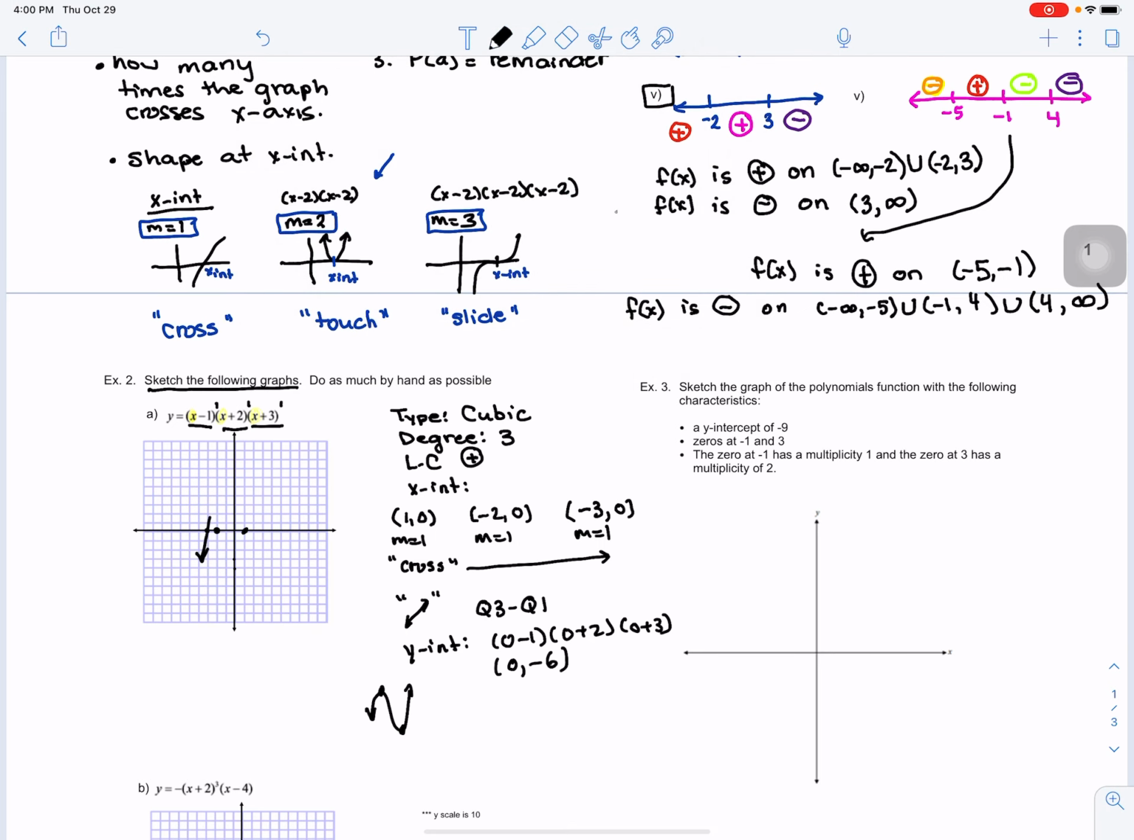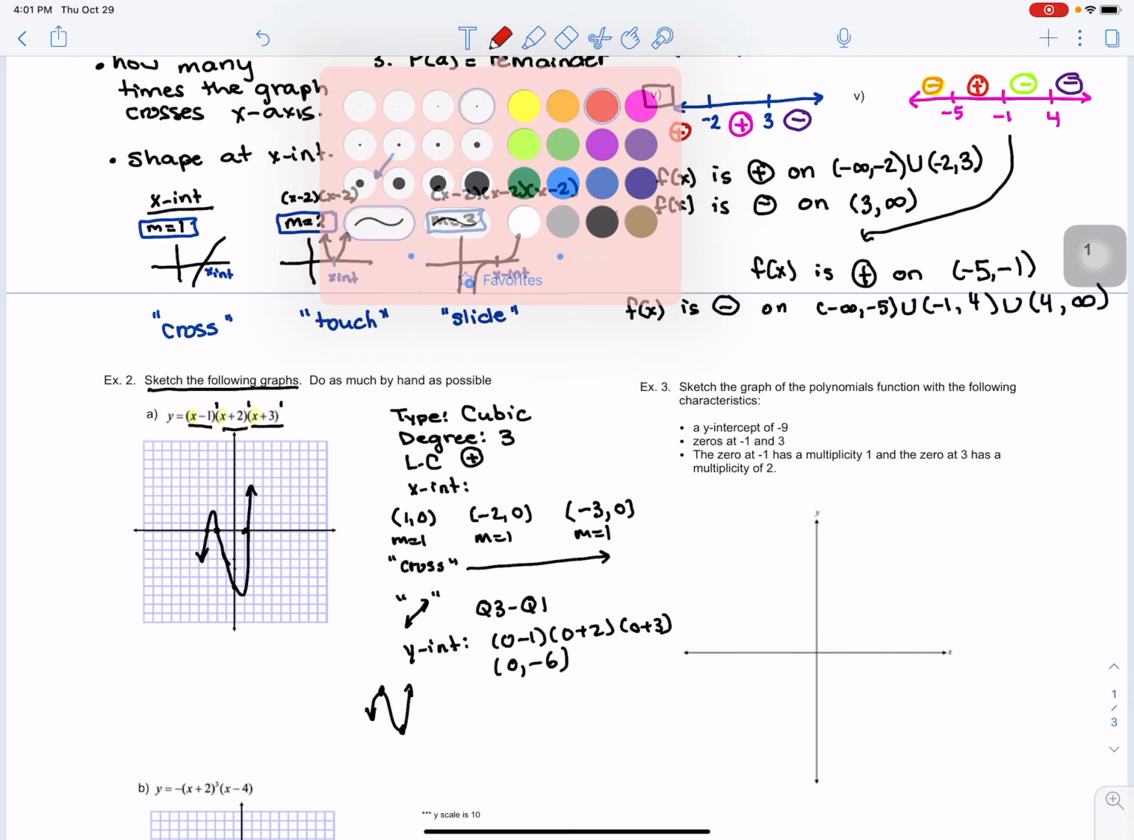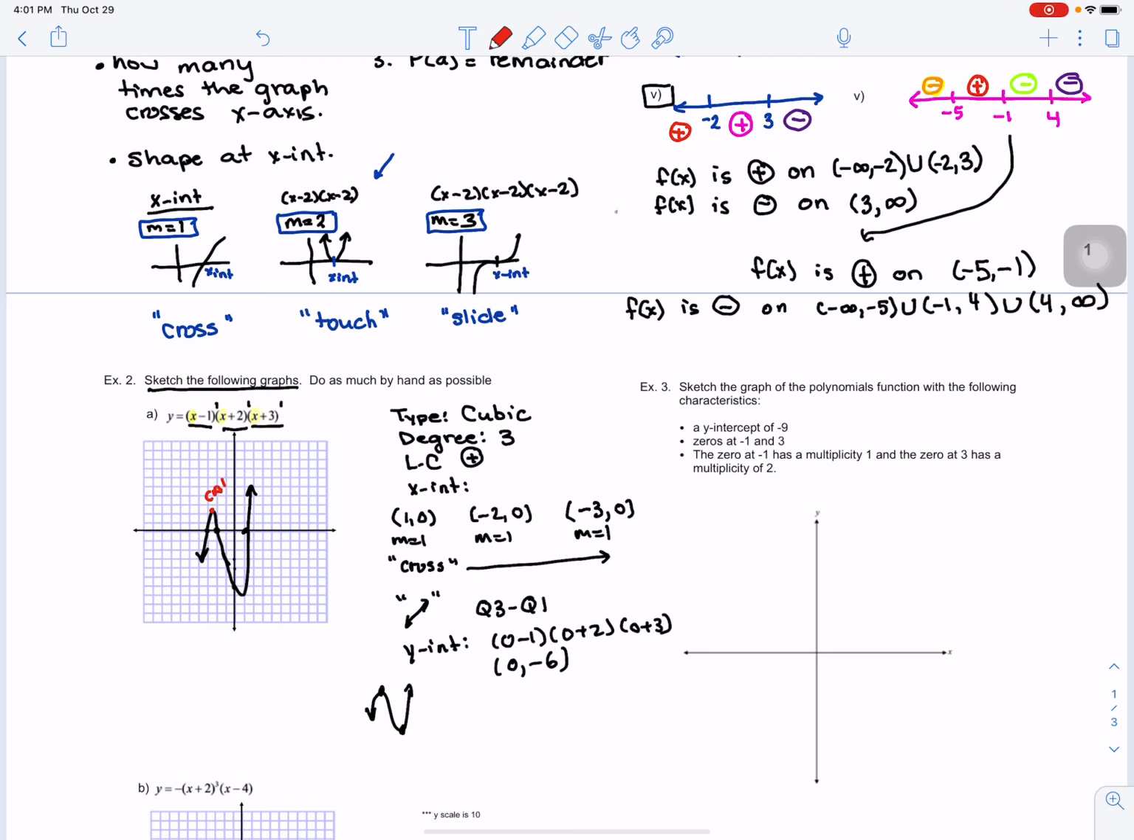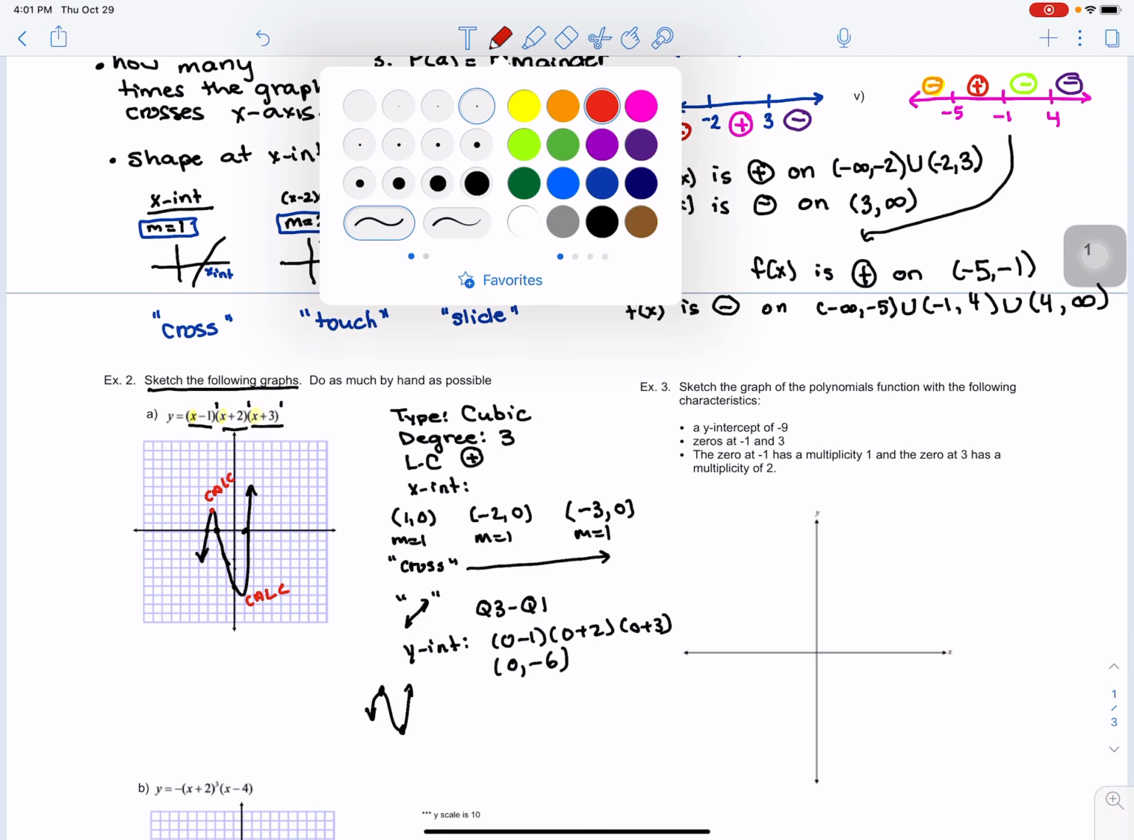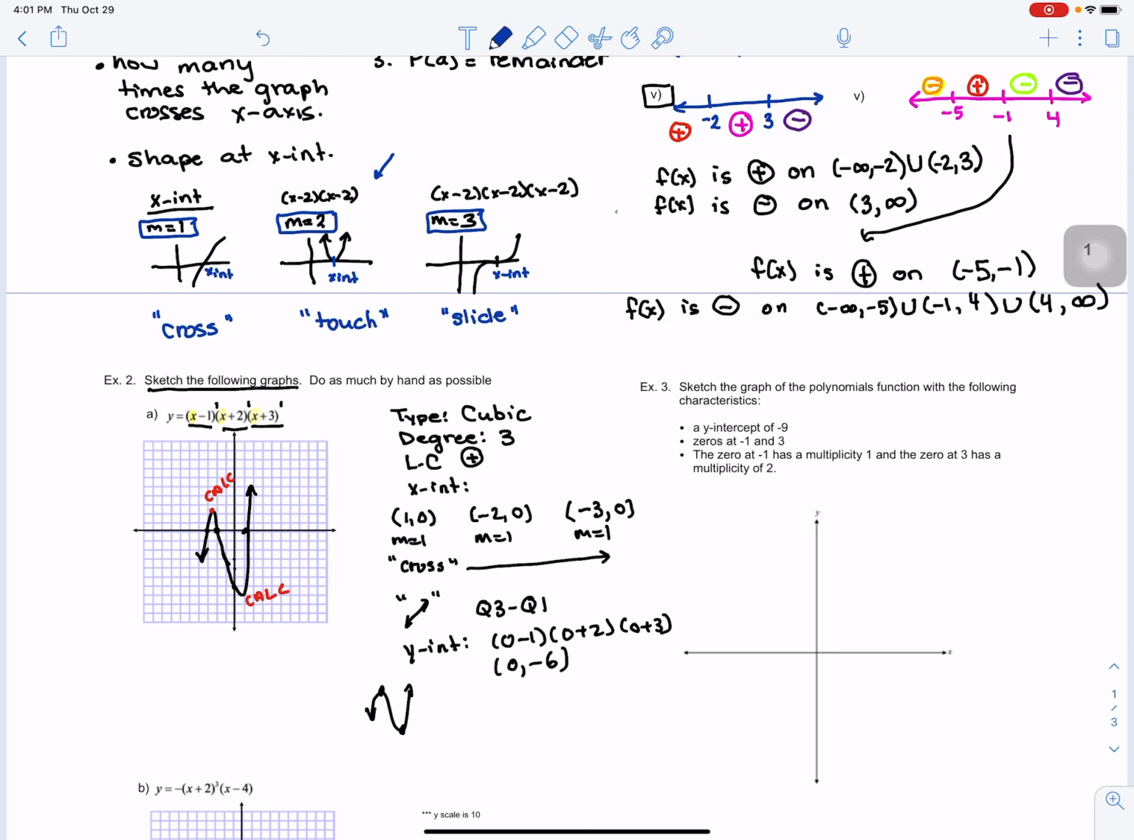So up, down, goes through 1, 2, 3, 4, 5, 6. Goes back up. Oh, and I did it again. I'm going to make it go down lower and then go back up. So again, I don't know the location of these bumps without the calculator. Okay, so that would be a good sketch without the calculator. And then if I was looking for accuracy, then you have to do the calculator.